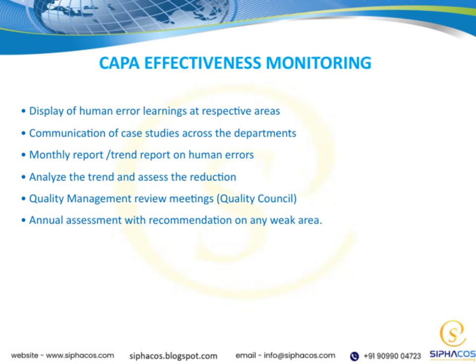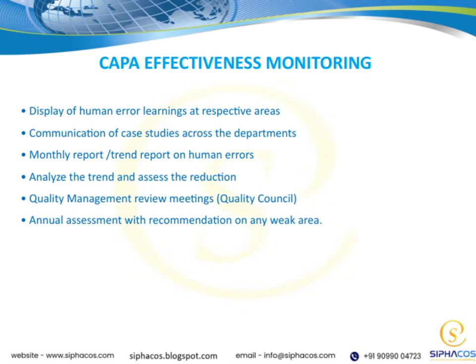First, we display human error learnings across the relevant areas, which helps us identify patterns and root causes. Then, we communicate these case studies across departments, ensuring everyone is aware and aligned on lessons learned. We also generate monthly reports and trend analyses on human errors, allowing us to track progress over time. With this data, we analyze the trends to see if the measures we've implemented are actually reducing errors.